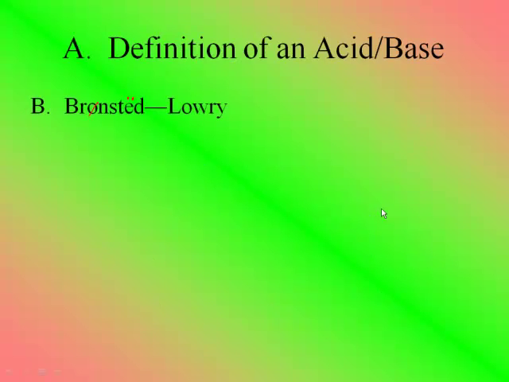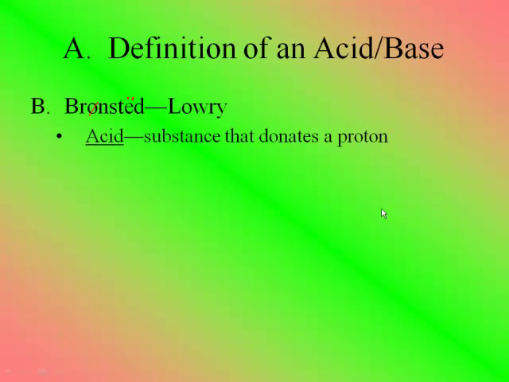Now, later come along two guys named Bronsted and Lowry. What Bronsted and Lowry saw was that there were a number of substances that did not fit the Arrhenius definition. For example, NH3, and I'll talk about NH3 in a second. NH3 does not fit the Arrhenius definition of an acid or a base, but ammonia, we know, is a base.